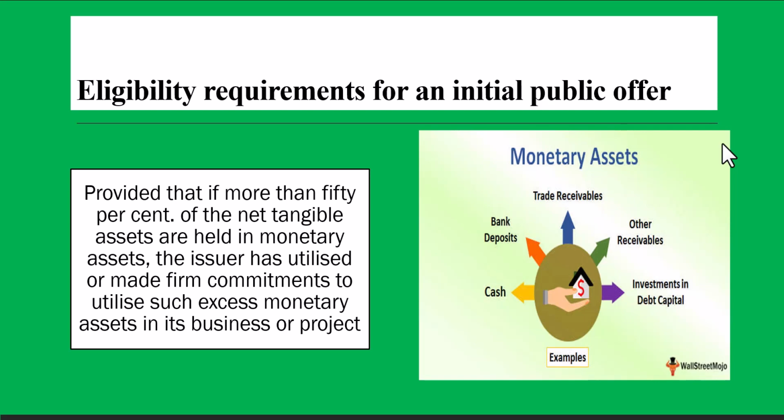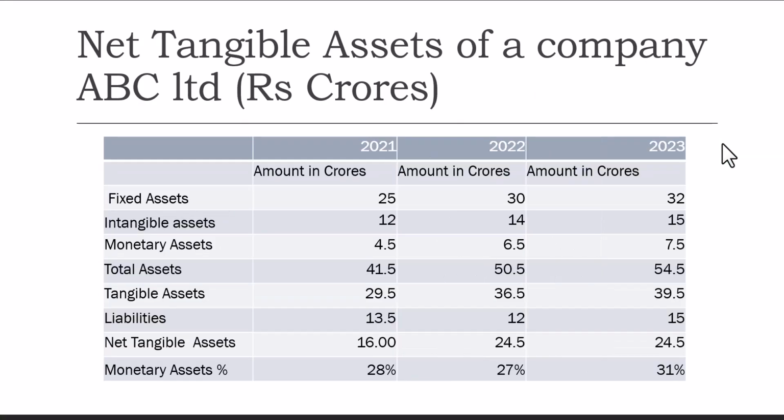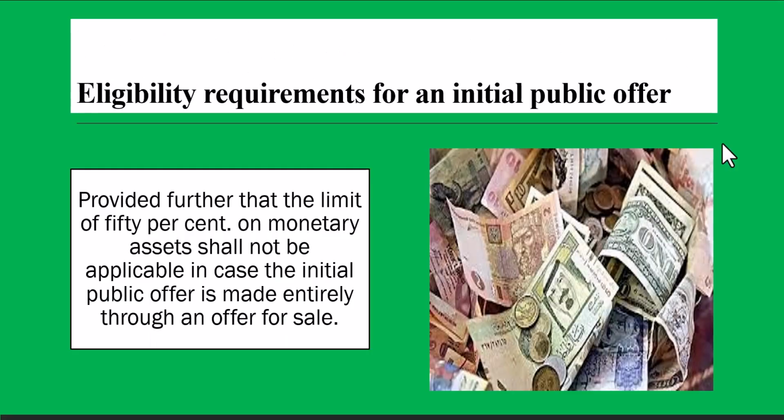They're going to spend and buy fixed assets. So here, if you look at all the 3 years, are they meeting the monetary asset criteria, Yash? Yeah, sir. And what is the requirement? That it should be below 50%. Yeah, below 50%. So that means it is meeting the criteria.